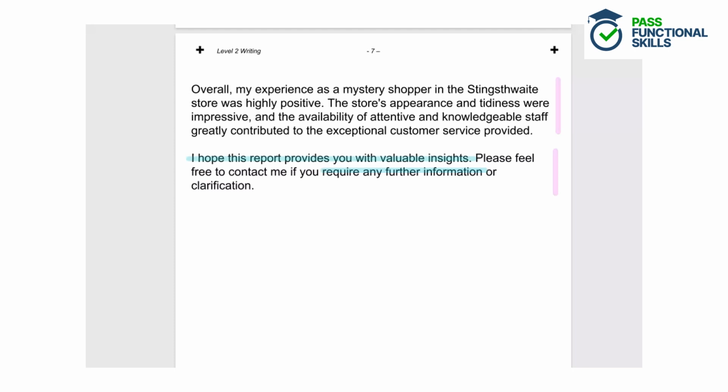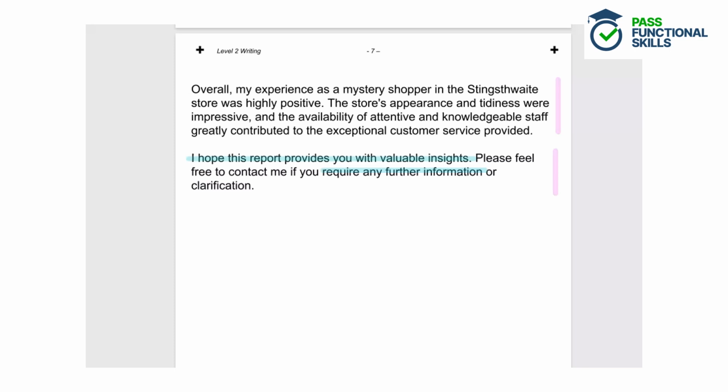So facts about entering the store was clean. There's also quite a lot of opinions included in here, and that's relevant for this report because the clothes retailer is looking for your personal experience. So it's also suited to the audience because it's written for a manager, so it needs to be a formal piece, and we've definitely got formal language throughout.